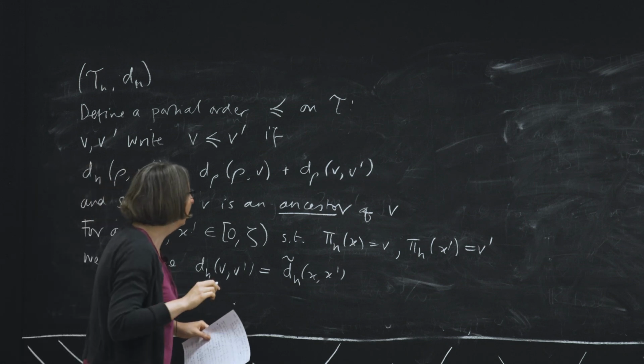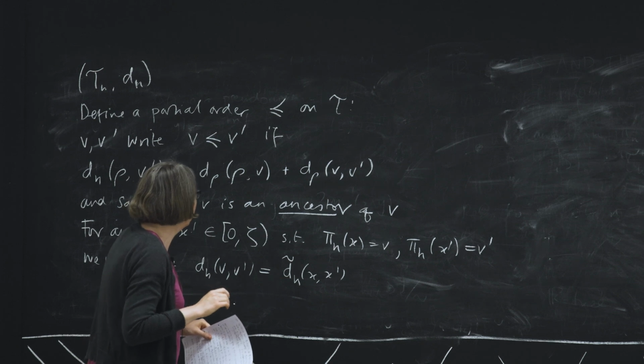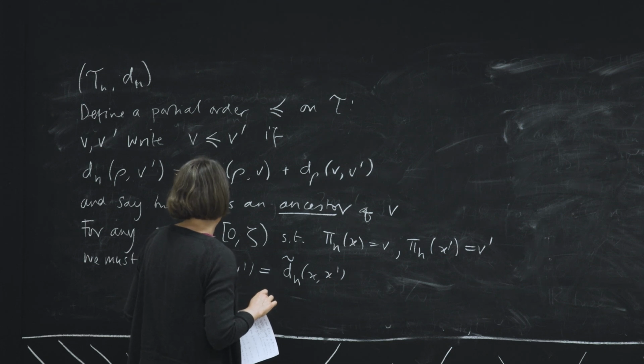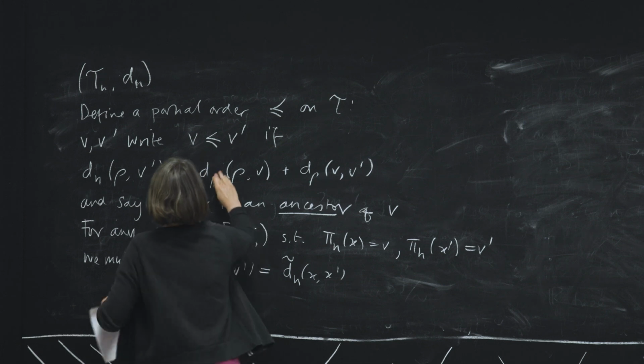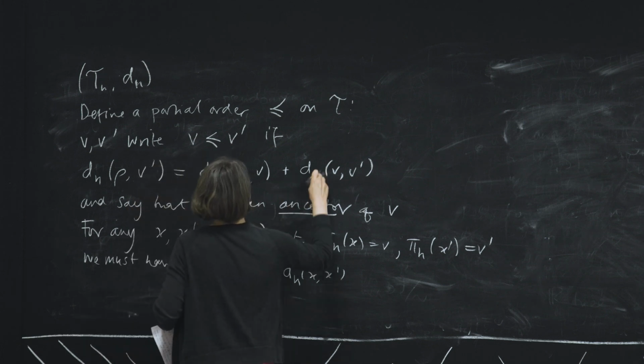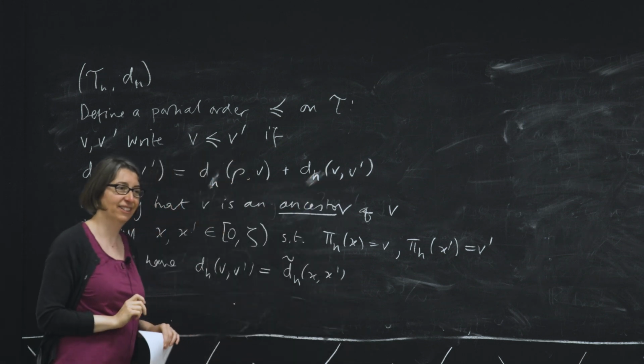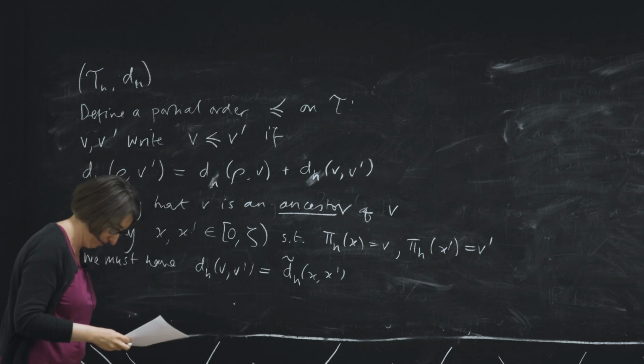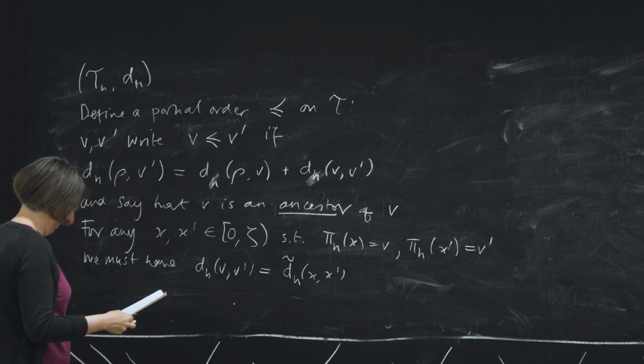Sorry? In the identity on the right-hand side, the subscript should be d_h(rho, v) equals d_h(rho, v) plus d_h(v, v prime). It's only rho. Sorry. Thank you. Yes. So this is d_h, the distance on the tree. Thank you. Keep them coming.